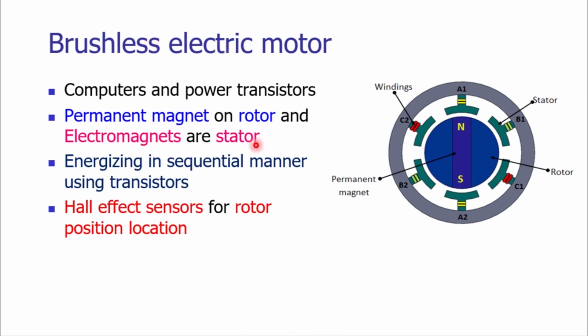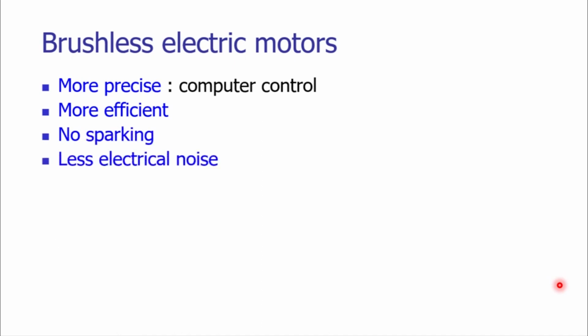the brushless electric motor. The brushless electric motor is offering us more precision. It is all due to the incorporation of microprocessor technology to get the required actuation done. They are more efficient. There is no sparking. So as there is no sparking, the noise is also less. These drives are very quiet, and the maintenance issues are also very low.